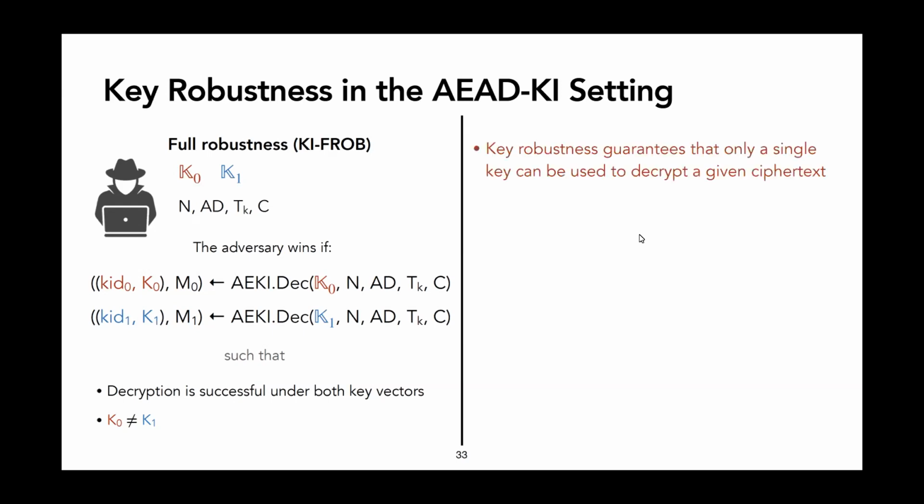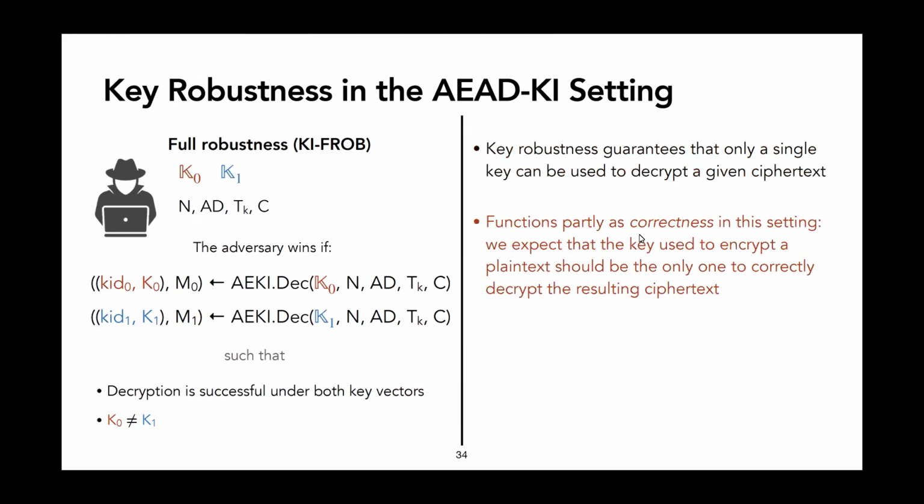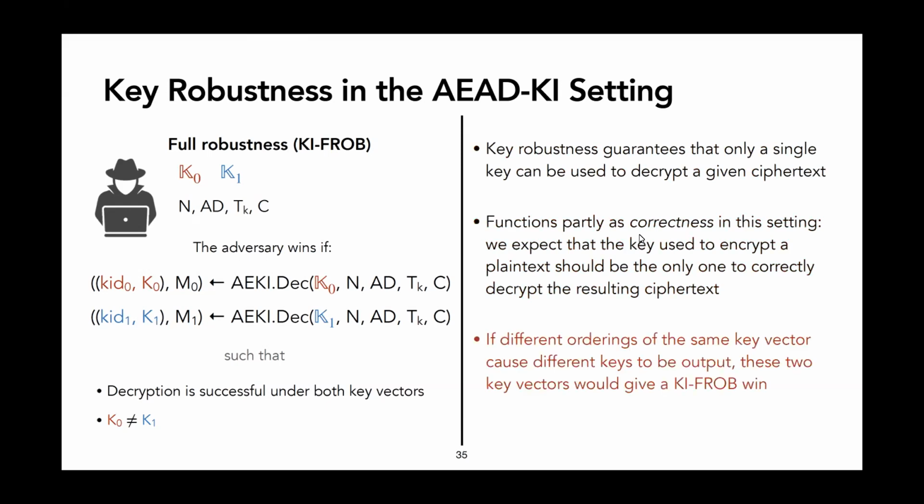Notice that key robustness guarantees that only a single key can be used to decrypt a given ciphertext. This functions partly as a correctness definition in this setting. We expect that the key used to encrypt a plaintext should be the only one to correctly decrypt the resulting ciphertext. And also, if different orderings of the same key vector cause different keys to be output, these two key vectors would give a KI-FROB win. The important point here is that two different keys are returned. It doesn't matter what the ordering of the set of keys as input is.